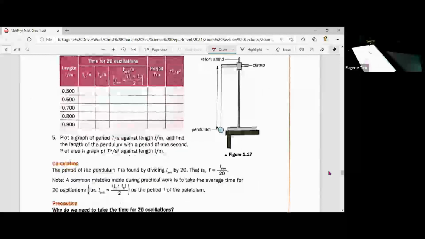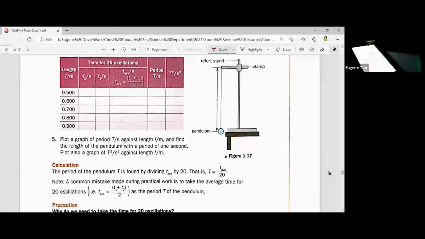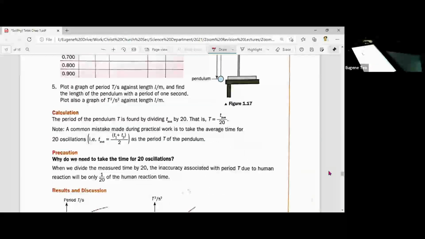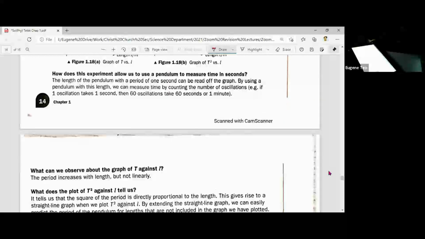Some of you have tried it, some of you haven't, because you were absent or something. Do make sure that you have at least one try using the pendulum, because this has come up for practical in the last 10 years about twice already. So, important things to know.